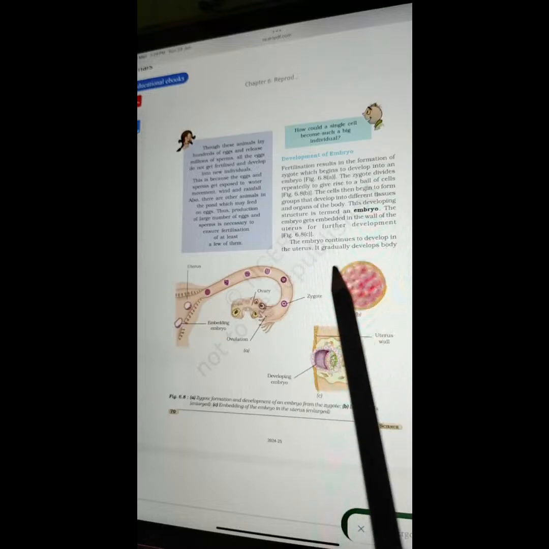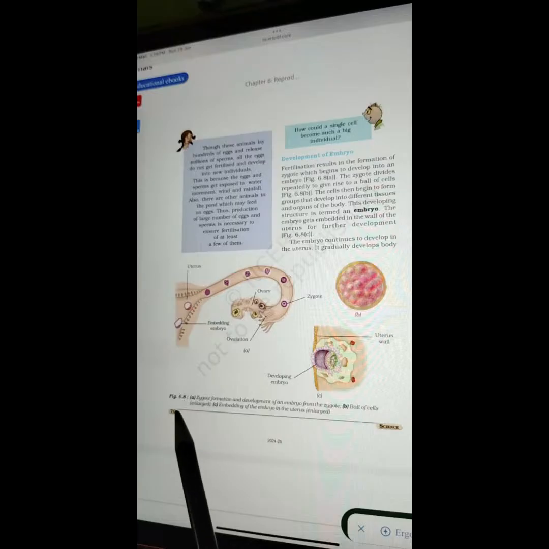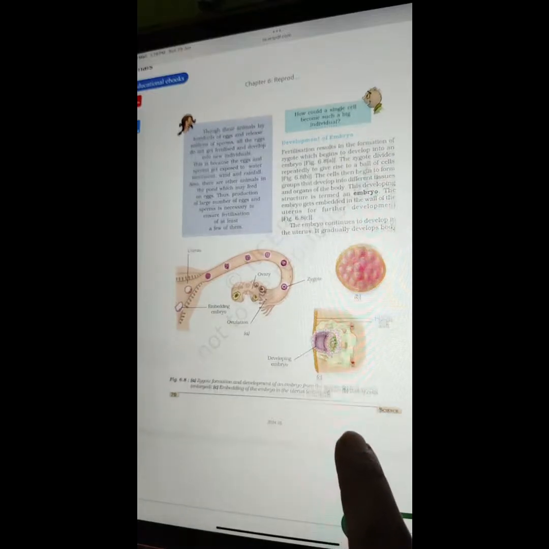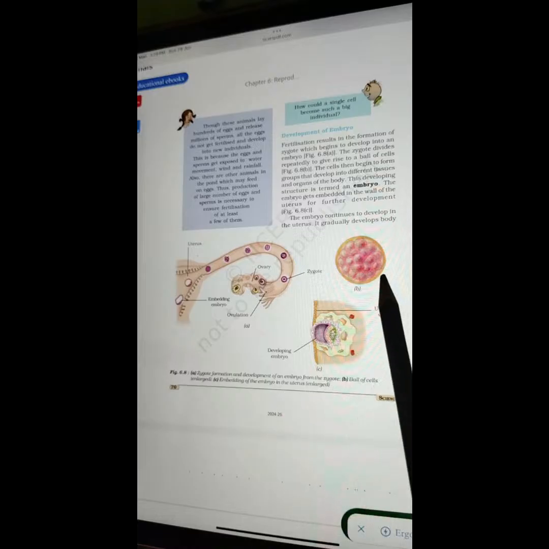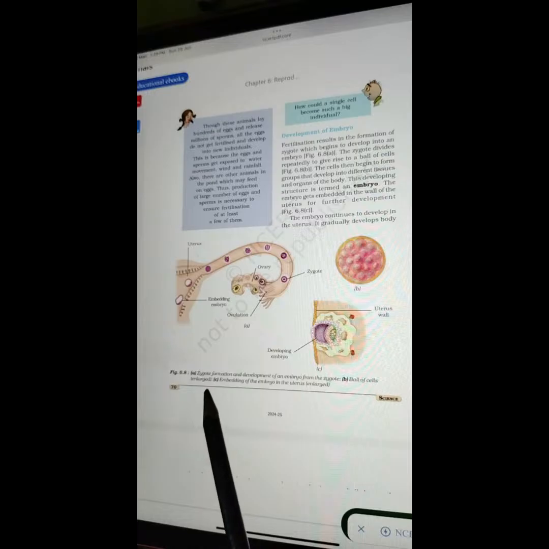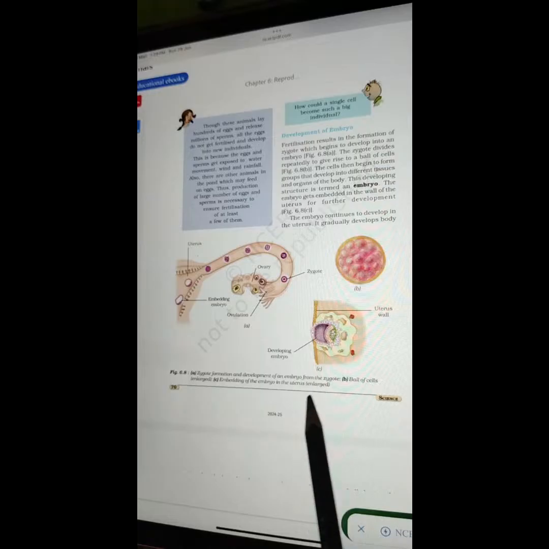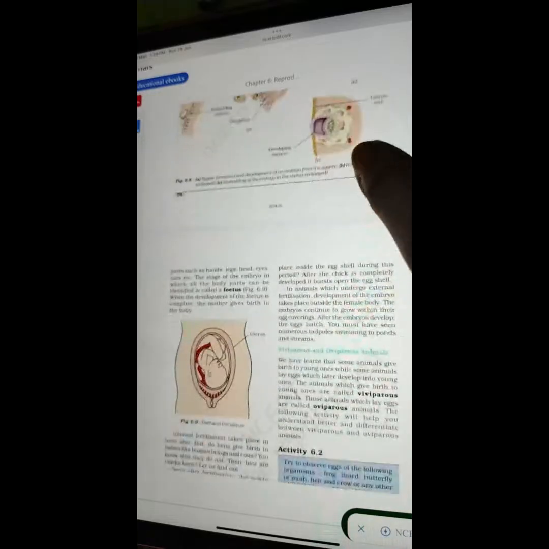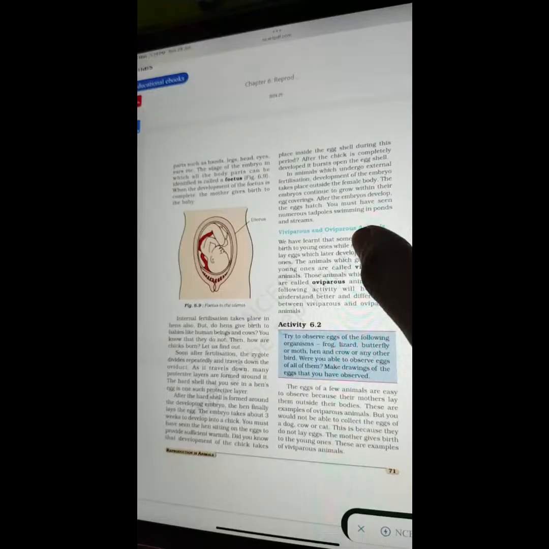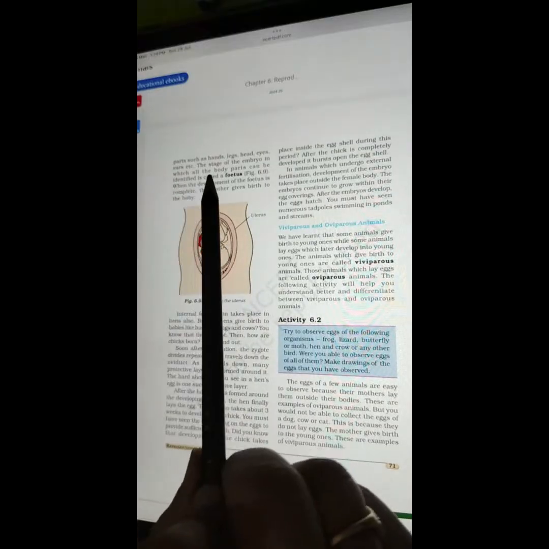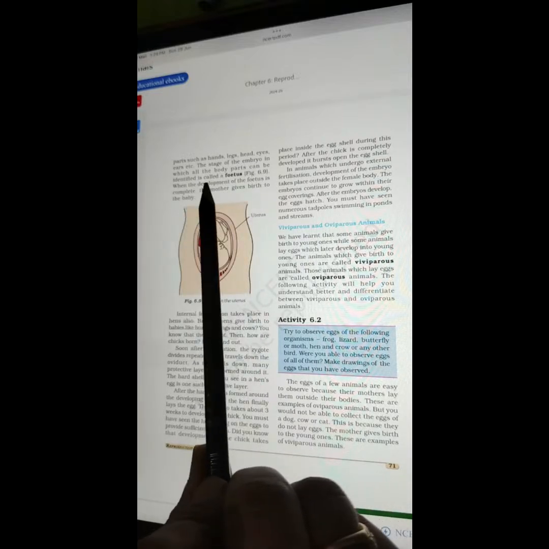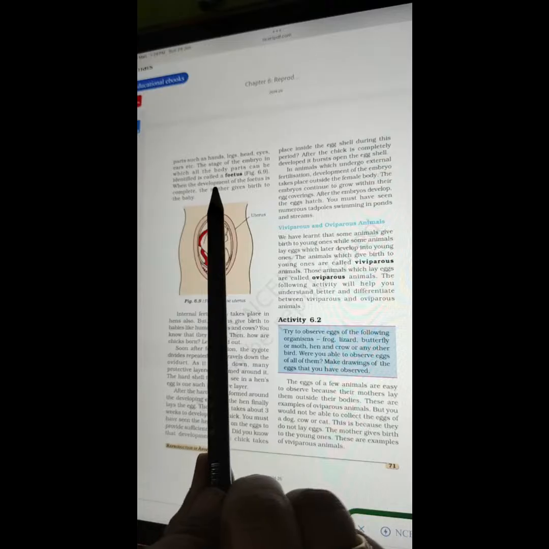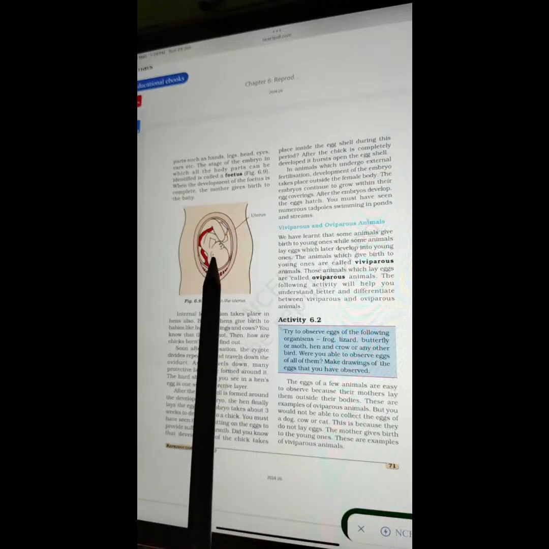It gradually develops body parts such as hands, legs, head, eyes, ears, etc. In figure 6.8a, zygote formation and development of an embryo has been shown to you. In figure B, the ball of cells is shown in an enlarged view. In C, the embedding of the embryo into the uterus is enlarged and shown to you. The stage of the embryo in which all the body parts can be identified is called a fetus, as shown in figure 6.9.